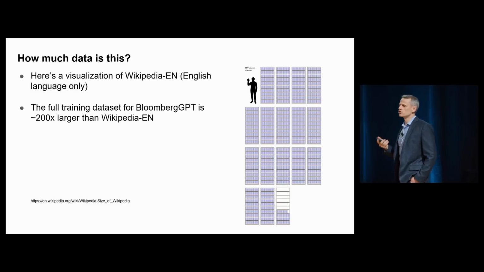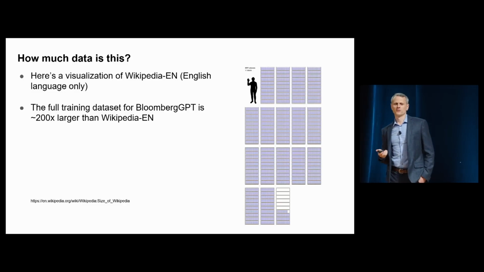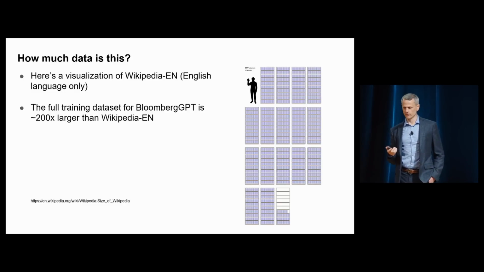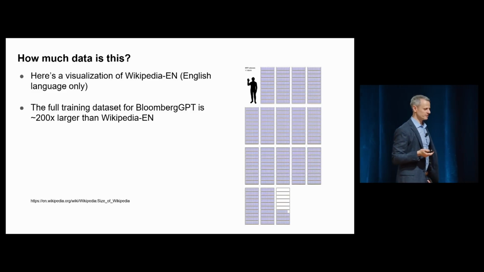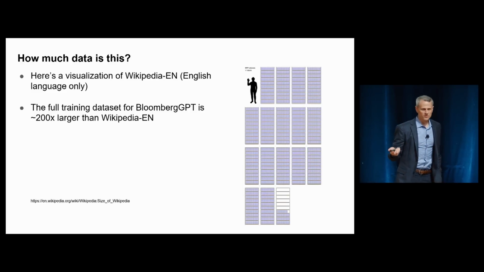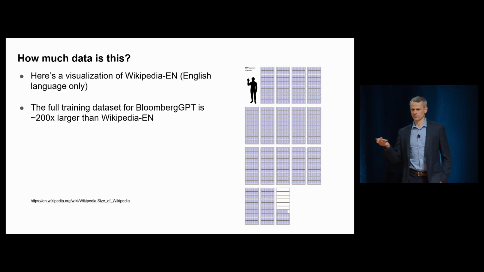And our training set is 200 times larger than that. So it's really a staggering amount of information, staggering amount of data, and it kind of makes it clear why one needs so much compute power to train a language model to fit to this data.